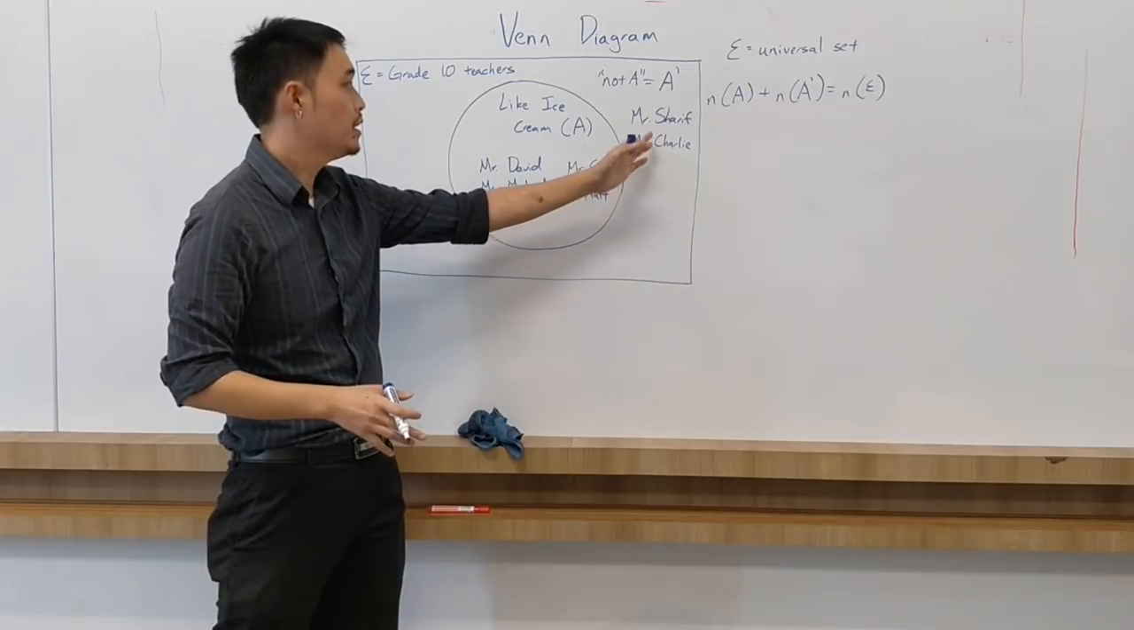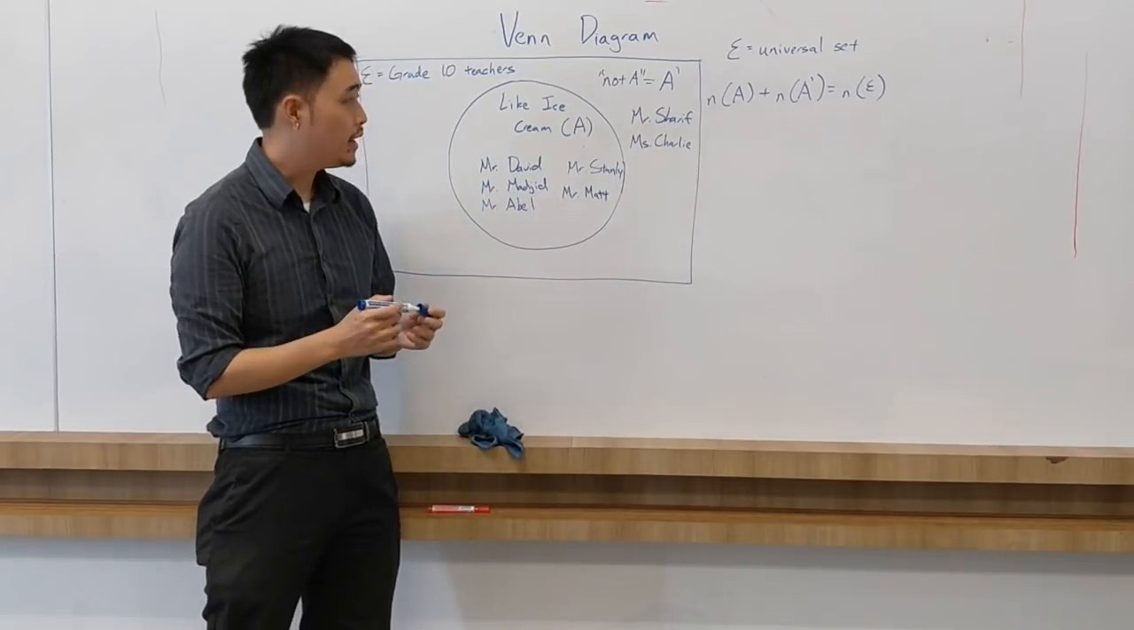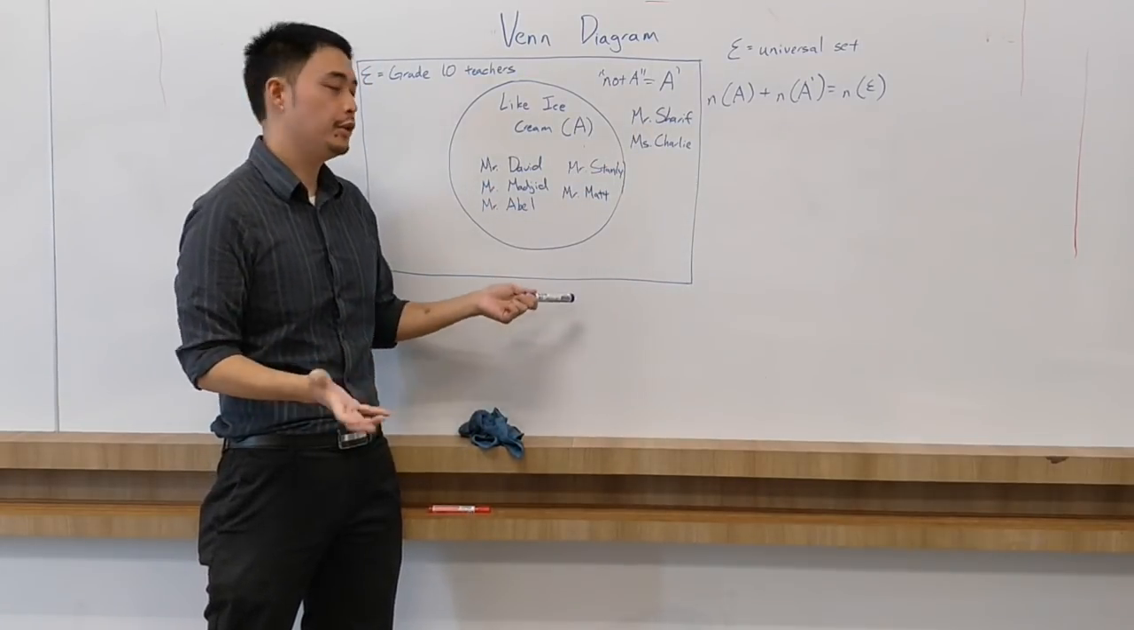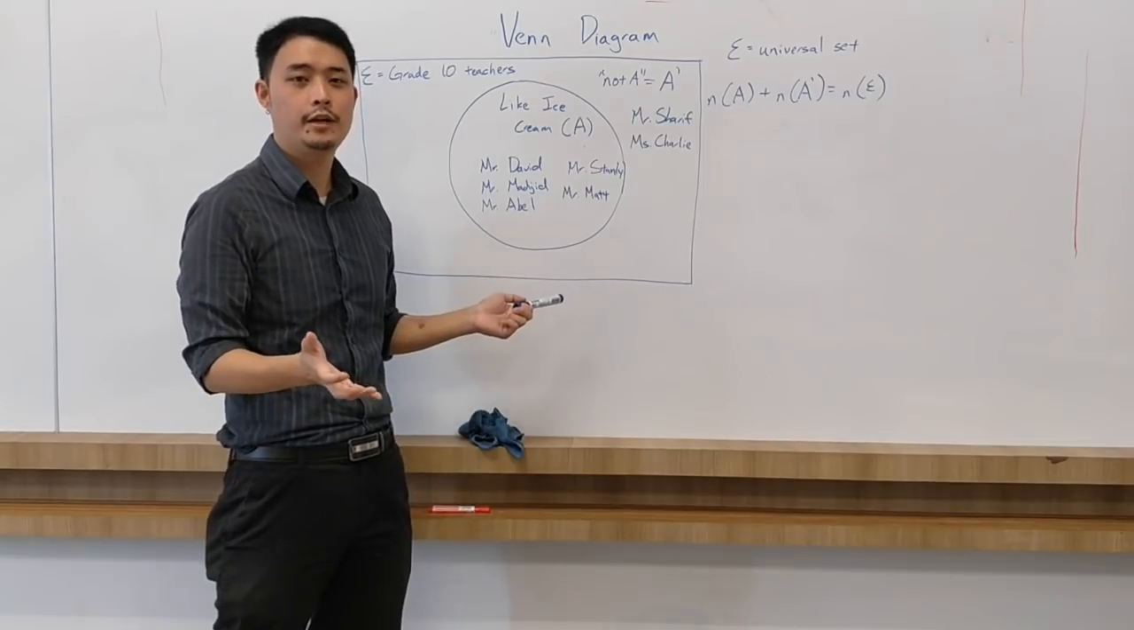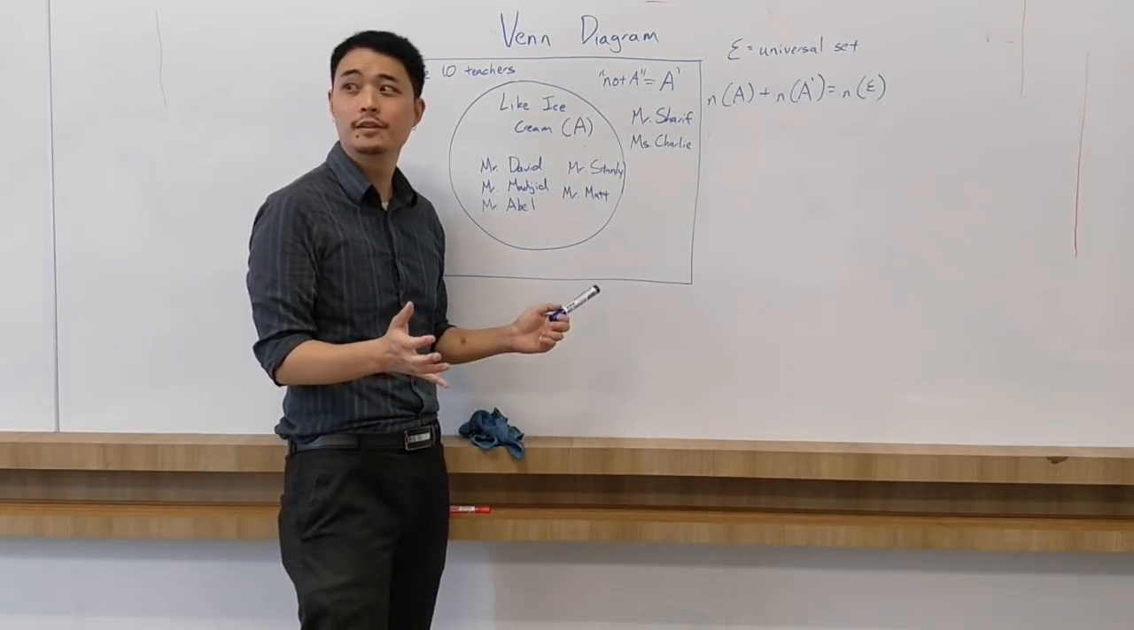So in this case, I put Mr. Sharif there and Miss Charlie. Now, I don't really know if these people like ice cream or not. I just sort of made it up for this example.